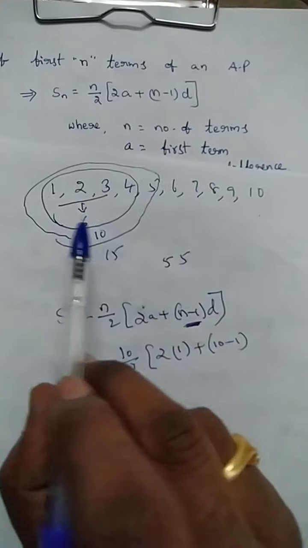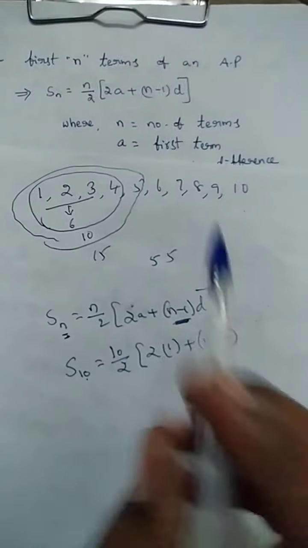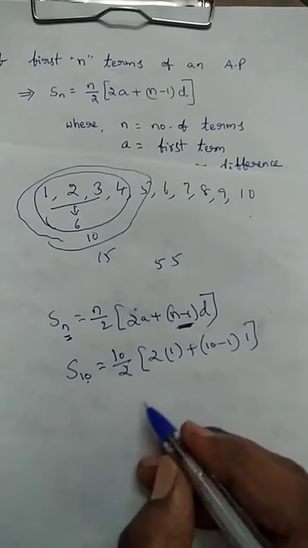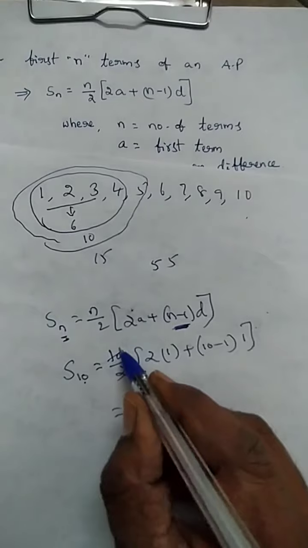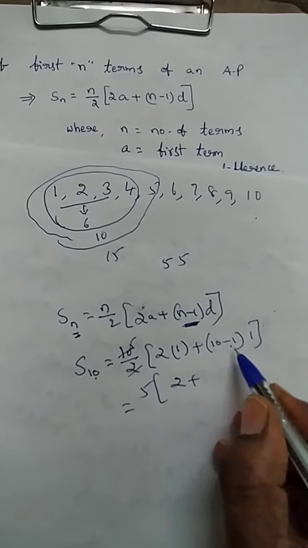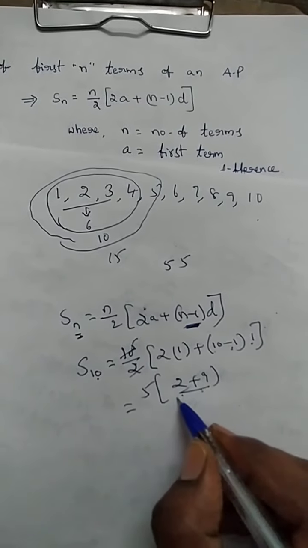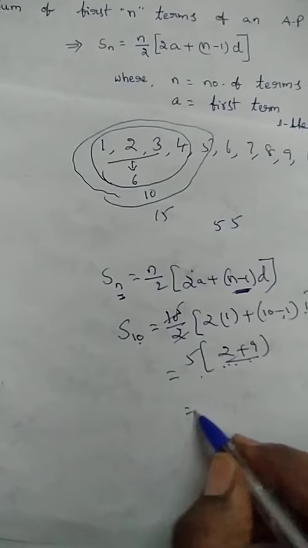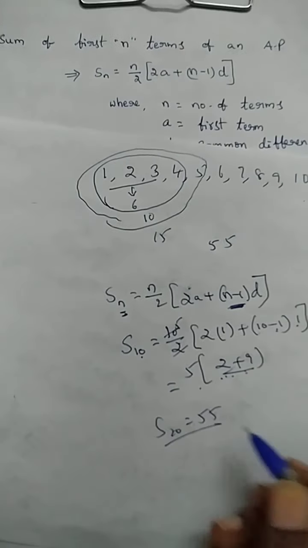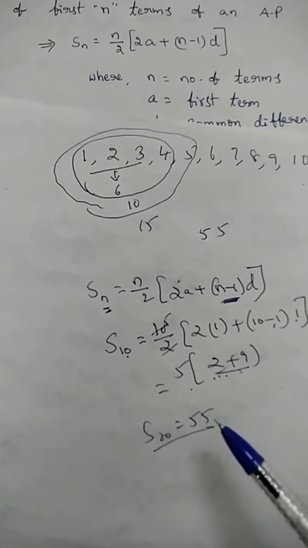Then d means the common difference. What is the common difference in the problem? 2 minus 1, which is 1 only. So 2 ones are 2, and 5s are 5. 2 ones are 2, 10 minus 1 is 9, 9 ones are 9. 2 plus 9 is 11, and 11 5s are 55. So the sum of the first 10 terms of the AP is 55.